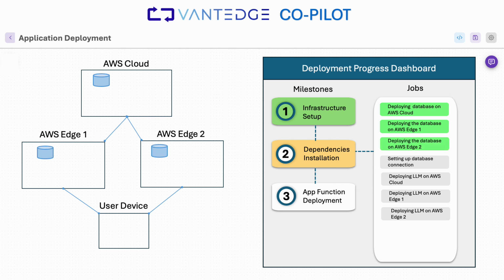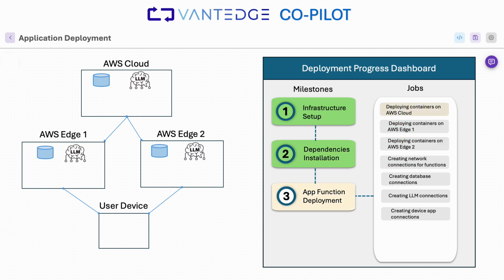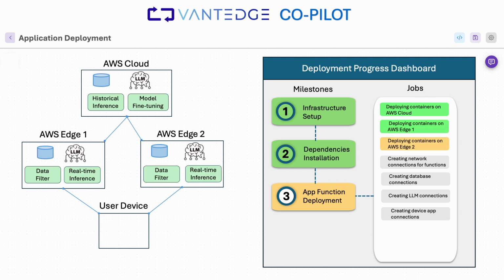VantEdge has a unique distributed storage platform to maintain consistency of application and model data. Finally, the agent spins up application function containers and connects functions and dependencies. VantEdge also has a unique transport layer that allows for fault tolerance and support for a wider range of function languages.